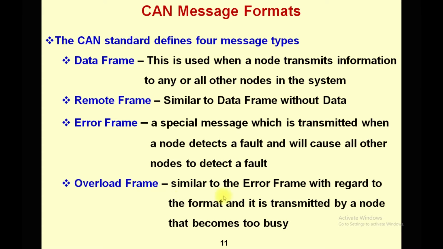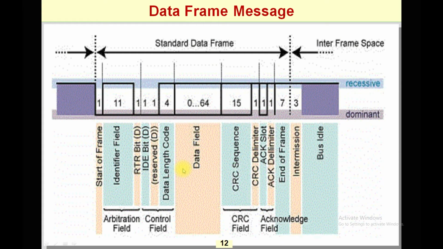And there is an overload frame, similar to the error frame with regard to the format, and it is transmitted by a node that becomes too busy. So there are 4 frames: data frame, remote frame, error frame, and overload frame. We will see them one by one in detail. So this is the CAN data frame message format.